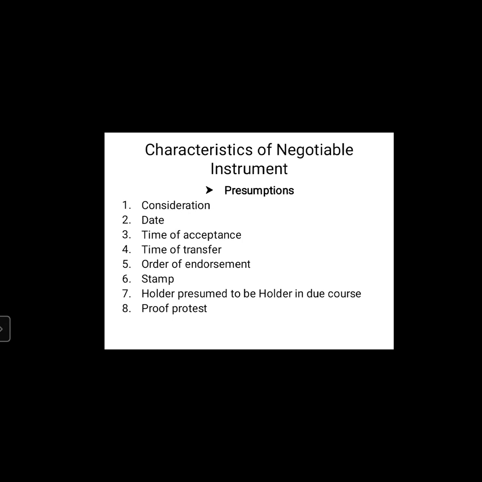Last one is proof protest. Proof protest, again we will be discussing in detail later on. Now proof protest is divided into two types. The first one is called noting and the other one is called protest. So noting and protest is the combination of these two terms under proof protest. If the promissory note is dishonored, then what are the options available to the person?